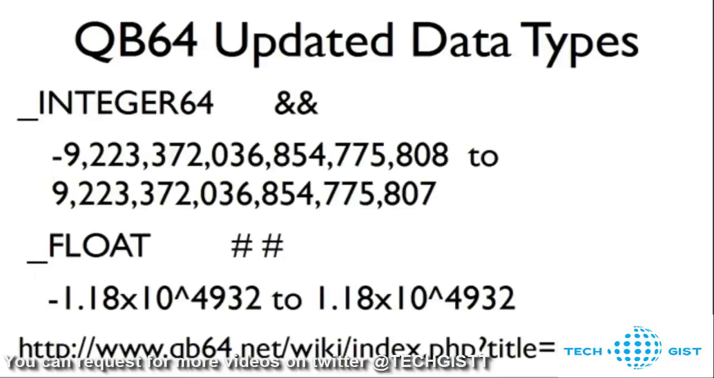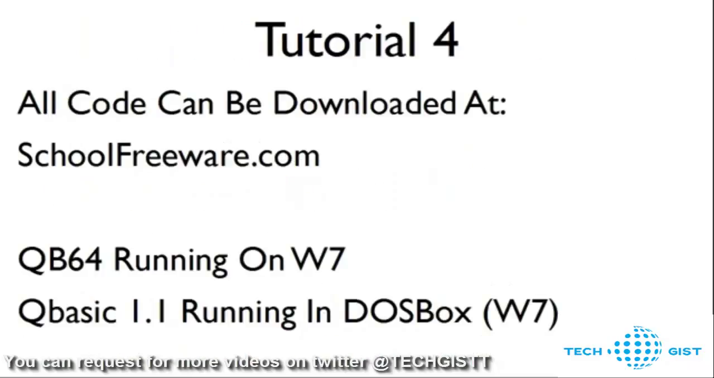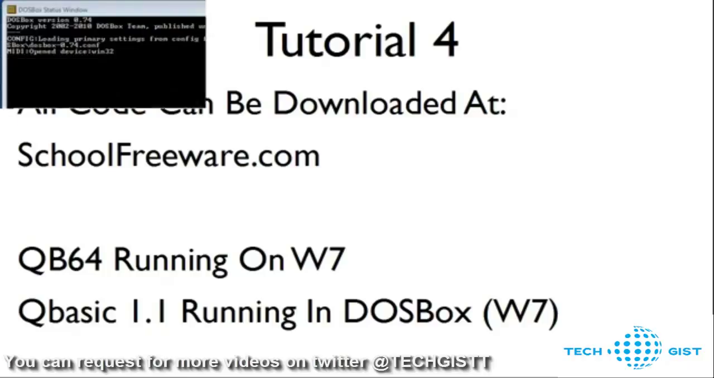Within QB64, you can also use these data types. These are both 64-bit data types for the integer and the float. For a list of data types found within QB64, please see the website listed at the bottom of this slide. All code can be downloaded at schoolfreeware.com, and this tutorial will show QB64 running on Windows 7 and also QBasic 1.1 running in DOSBox on Windows 7.